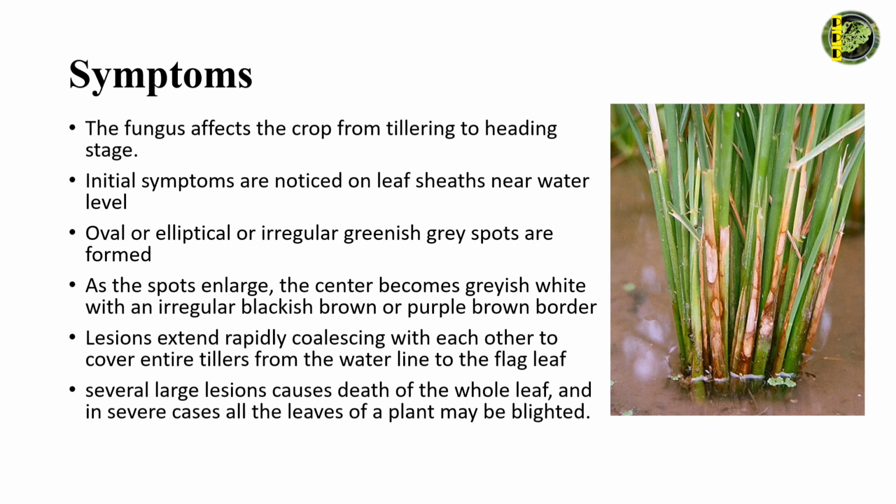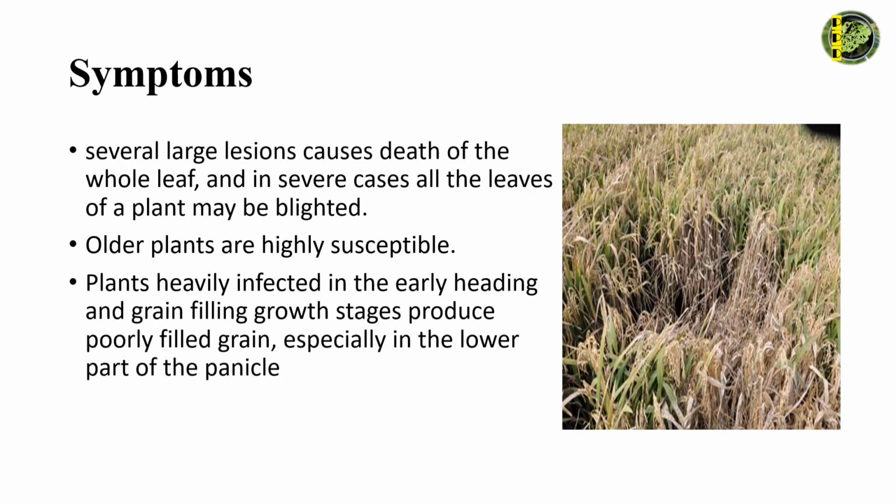Let's talk about symptoms. The fungus affects the crop from tillering to heading stage. Initially, symptoms are noticed on the leaf sheath near the water level. On the leaf sheath, oval, elliptical, or irregular greenish gray spots are formed. As the spots enlarge, the center becomes grayish white with an irregular black, brown, or purple-brown border. The lesions on upper parts of the plant extend rapidly, coalescing with each other and covering the entire tillers from the waterline to the flag leaf. The presence of several lesions on leaf sheaths usually causes death of the whole leaves. In severe cases, all the leaves of the plant may be blighted.